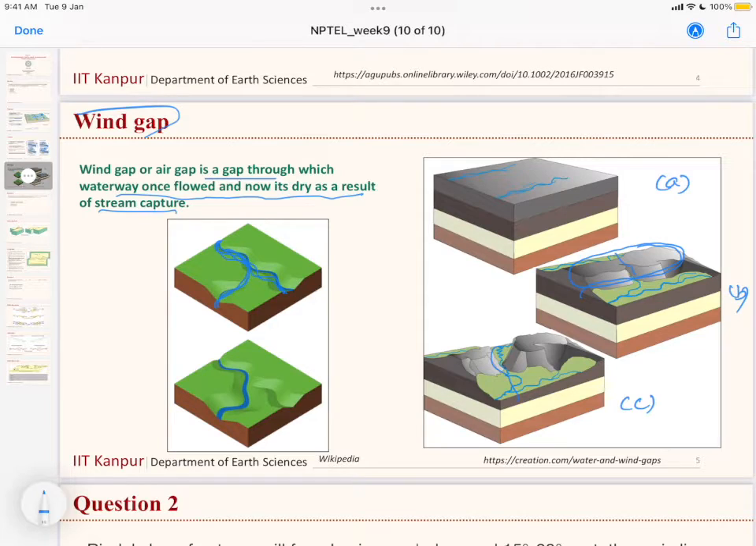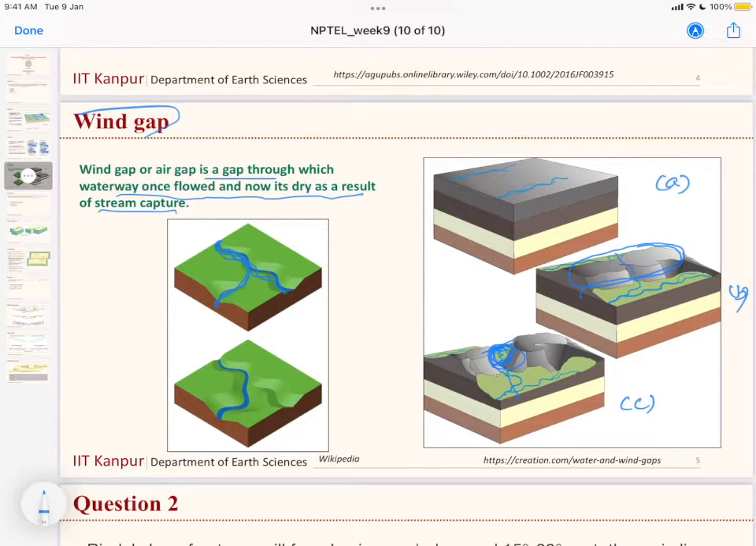But once it cuts through, here you can see, it's just imagination. So you can imagine this: now in this wide space, what would be there? Wind or air would be there. So that's why we call it a wind gap, or air gap, because earlier there was a rock mass, but since it was coming in the way of the river, the river has cut that rock mass, and now there is a void present in that particular rock mass. So that we call a wind gap.